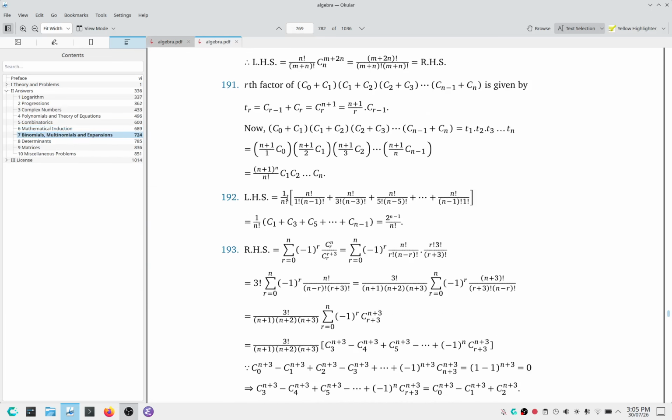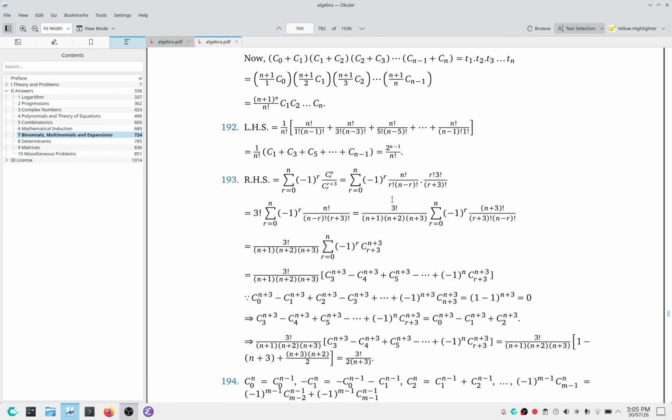So what we do is we take 1 upon n factorial common, and multiply each term by n factorial. So it becomes 1 upon n factorial times (C1 + C3 + C5 up to Cn-1), which we know as 2^(n-1), and denominator is n factorial.